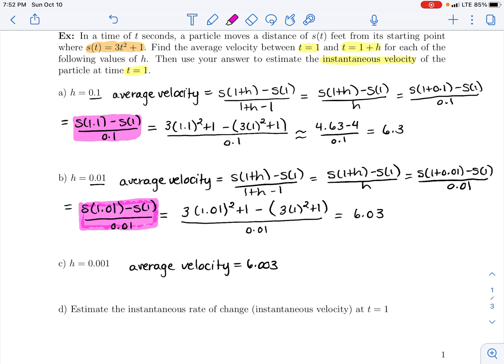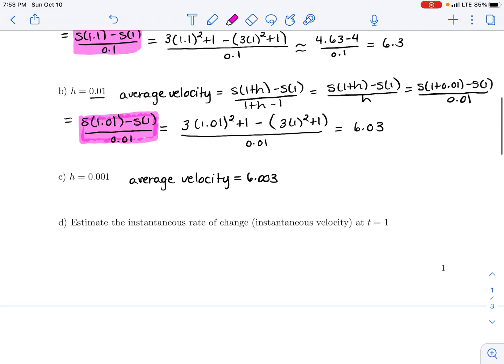All right, we could see that what was happening is the average rate of change, or in other words, the average velocity, was approaching 6, right? I think we would agree with that, right? Because in part A, we get 6.3, part B, it's 6.03, and then C, it's 6.003. So as the h value is getting smaller, it seems like the average velocity is approaching 6. And so my estimate for the instantaneous velocity at t equals 1 is 6.